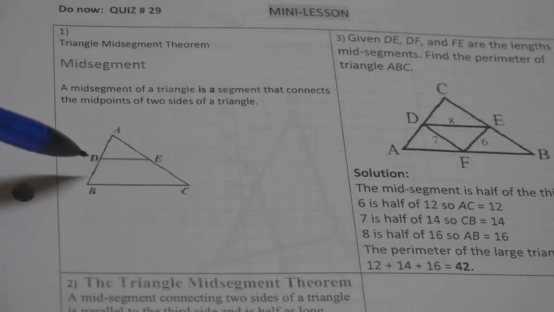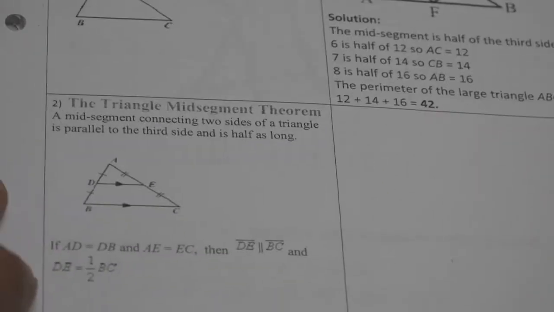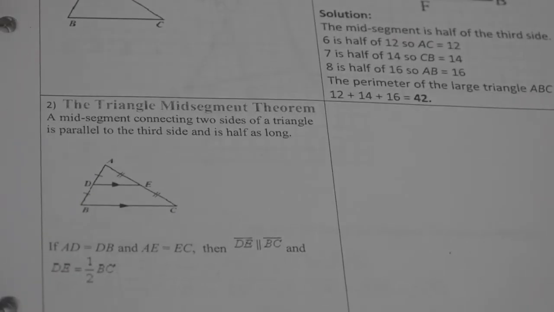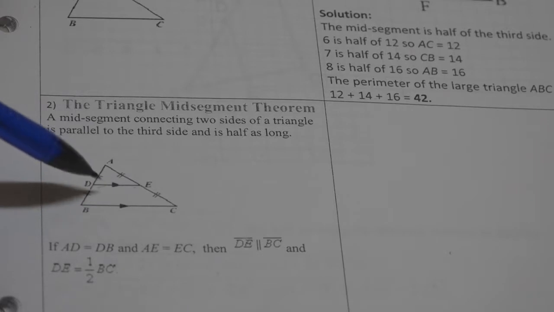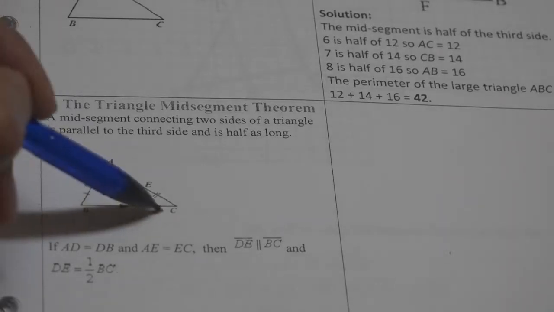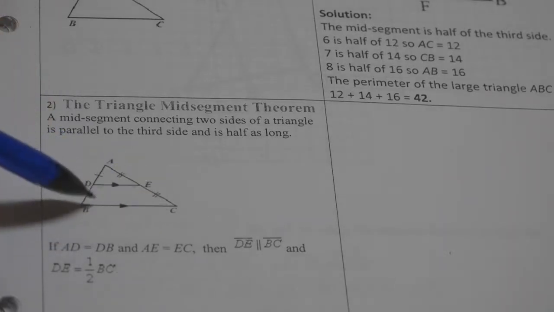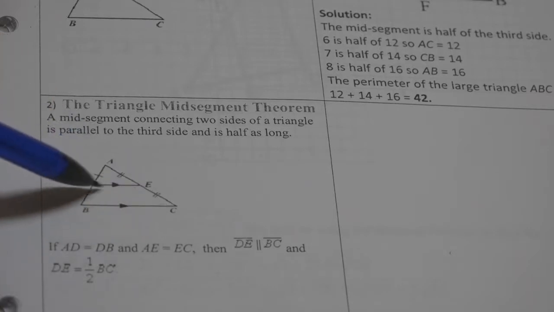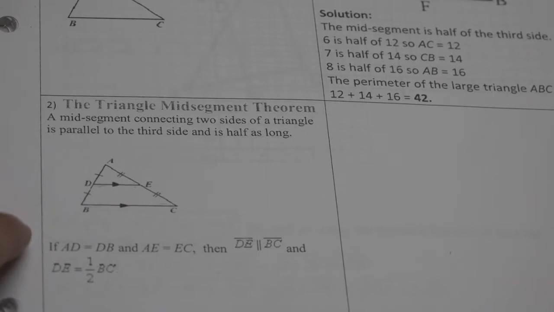Now, what's so peculiar about this? Well, look at this. If it does connect the midpoints, then the segment is half as long as the opposite side, the parallel side. So if this is 5, this is 10. Why? Because this is half as long as this one. Now, let's look at this in action.